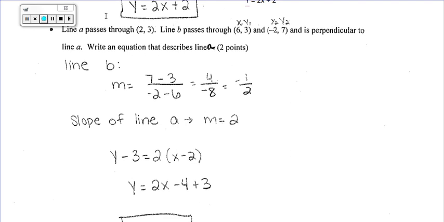Okay, our next one. Line A passes through the point 2, 3, and line B passes through the points 6, 3 and negative 2, 7, and is perpendicular to line A. Write an equation that describes line A. The first thing I can do is figure out the slope of line B by using the formula for slope. I get that the slope of line B is negative 1/2. The slope of a line perpendicular to negative 1/2 would be the opposite reciprocal, which is 2. So the slope of line A is m equals 2.